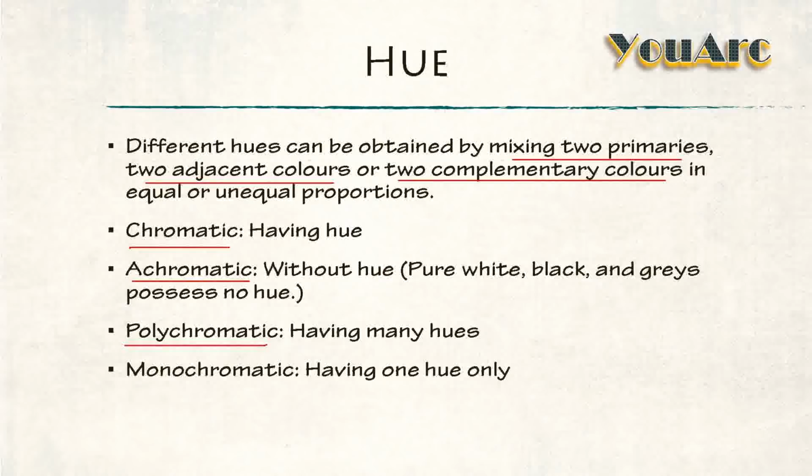Polychromatic. Chromatic means color, poly means many, so it has many hues. Monochromatic. Again, chromatic means hue, and mono means single, so having only one hue is called monochromatic. So we saw 4 terms here. Chromatic, having hues. Achromatic, without hues: pure white, black and grey. Polychromatic means having many hues. Monochromatic, only one hue. Done?